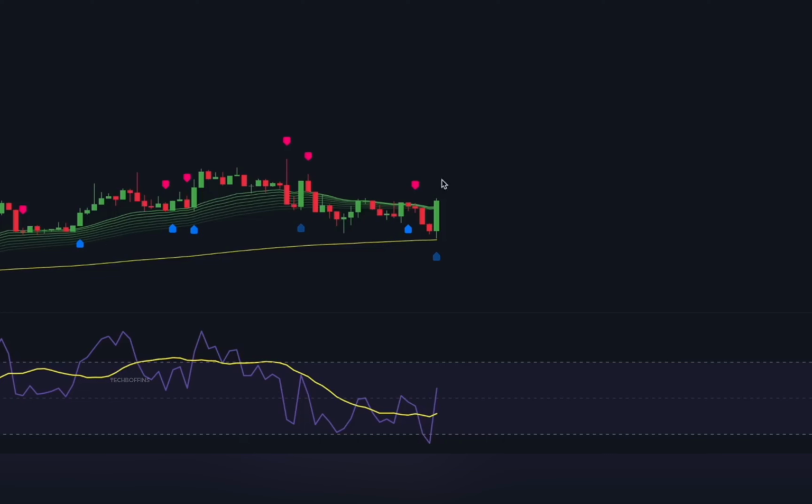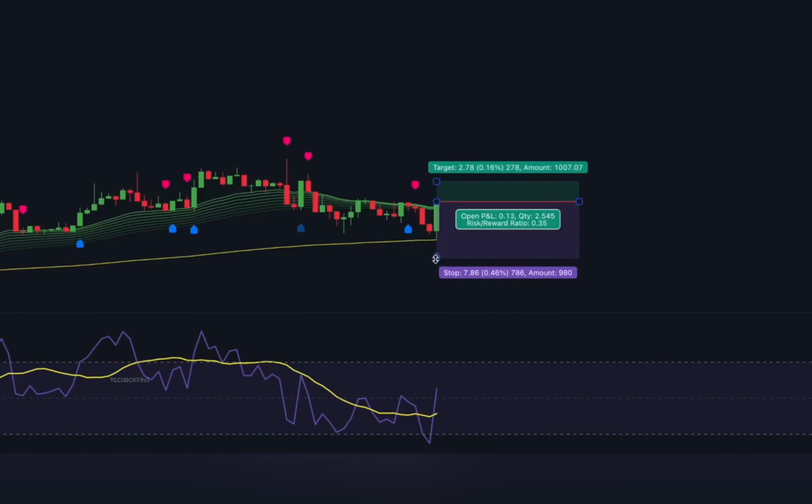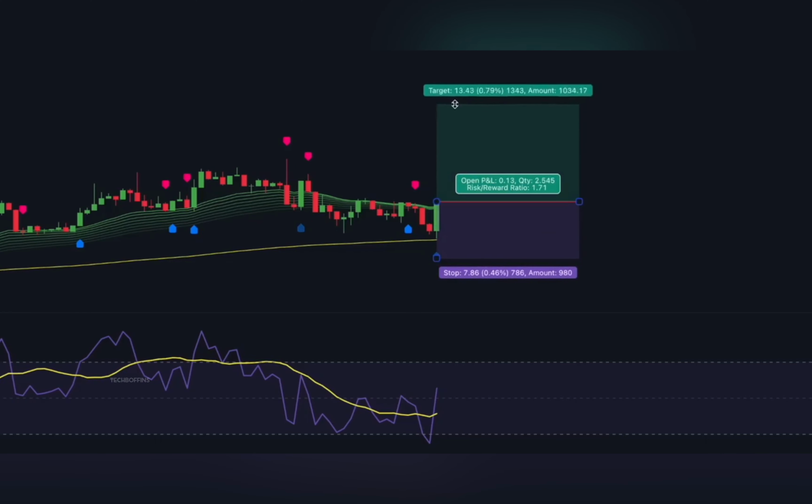Set the stop loss lower than the most recent swing low. Target twice as much as your risk. Once you've made a fourth of your profit, move the stop loss to the break-even point, and you're done.